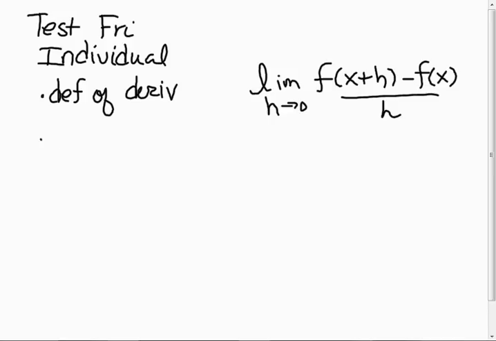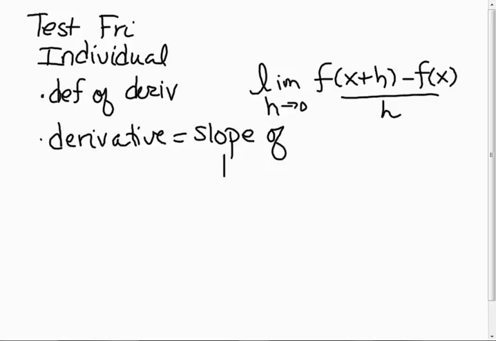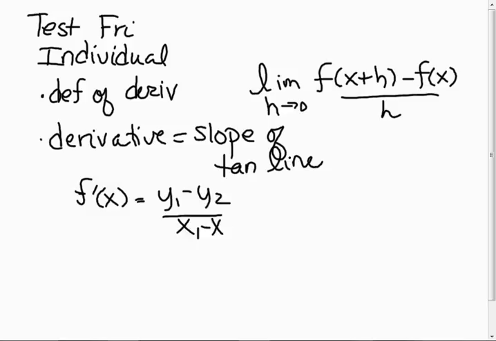You need to know that a derivative equals the slope of the tangent line. And there's two ways to do it. You could do f prime of x, or you could do y1 minus y2 over x1 minus x2. Right, that's going to have a specific name of a theorem that's going to be coming up.